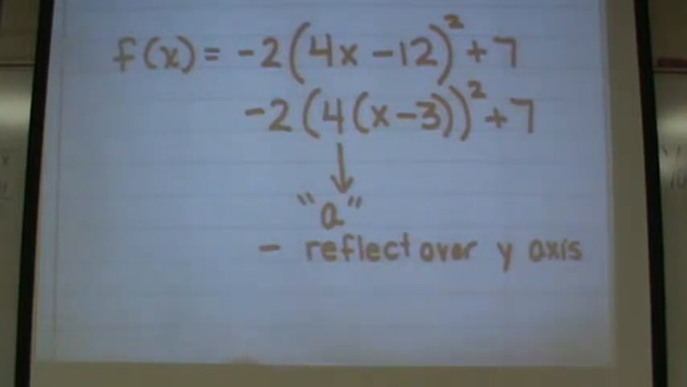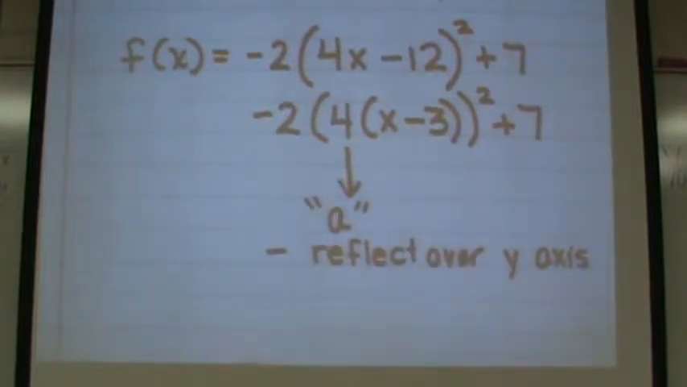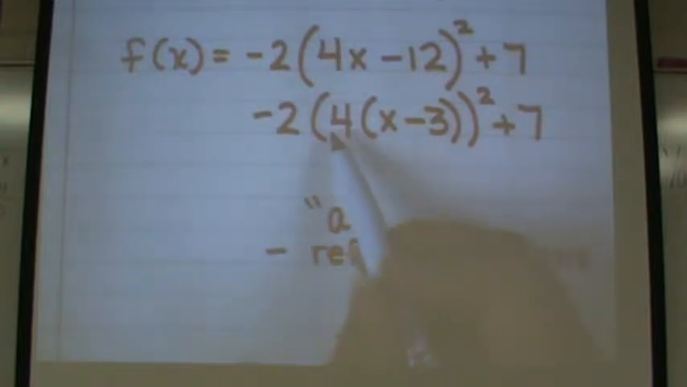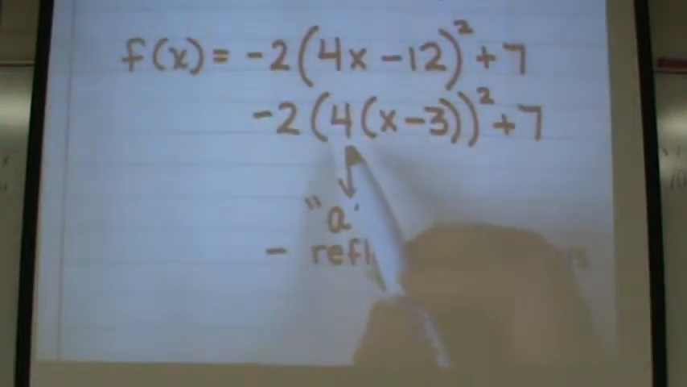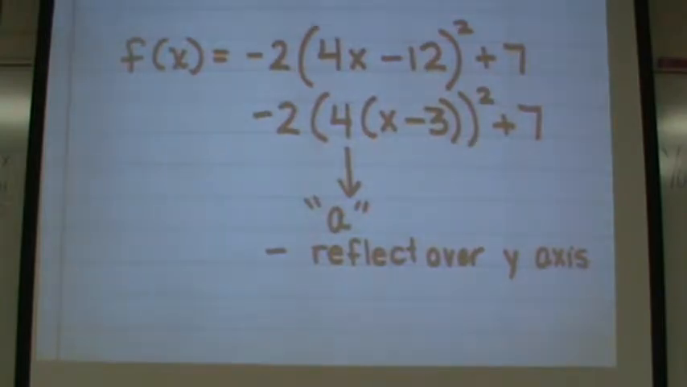That's the first thing I want you to say. If you see a negative, it's a reflection over the y-axis. Then what you're going to do, you're going to take this A value and give me the reciprocal of it. Now, I didn't say opposite reciprocal, just reciprocal. So I want you to take that A value and flip it.